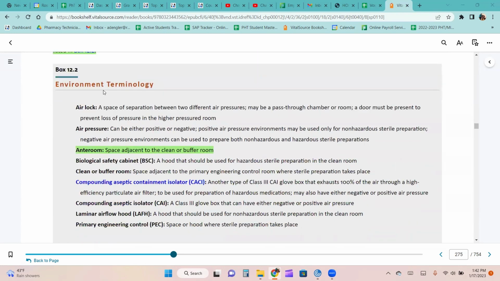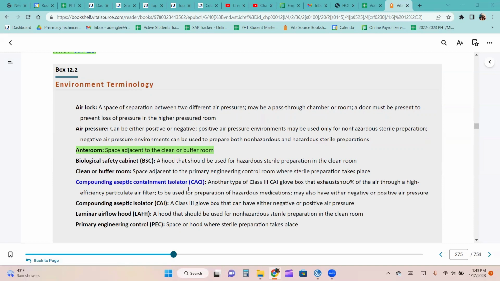So we have all the different stuff that was basically just in the other chart. We have airlock: a space of separation between two different air pressures. Air pressure can be either positive or negative. The anteroom: the space adjacent to the clean buffer room. Biological safety cabinet: a hood that should be used for hazardous sterile preparation in the clean room. Clean buffer room: space adjacent to the primary engineering control room where sterile preparation takes place.